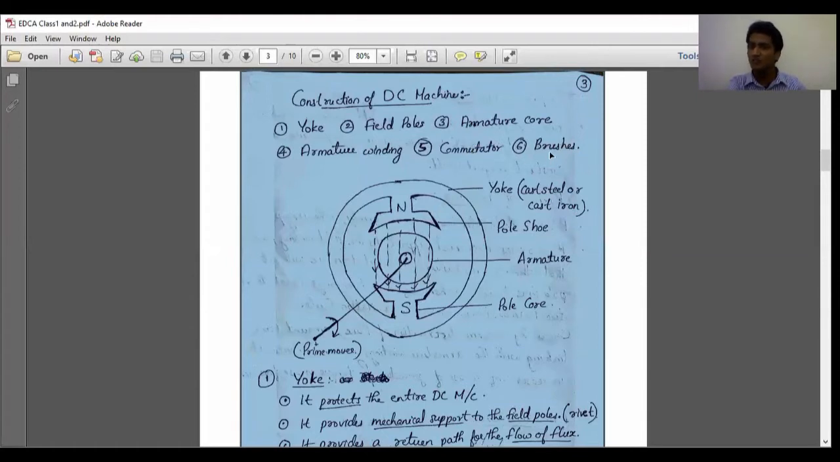What is the use of brush? It is used to take or give current to a rotating element. Clear? What is the use of commutator? In case of DC generator, the induced EMF in armature winding is AC. In order to convert that AC to DC and take it out of the armature, we require a commutator, which works as a mechanical rectifier.